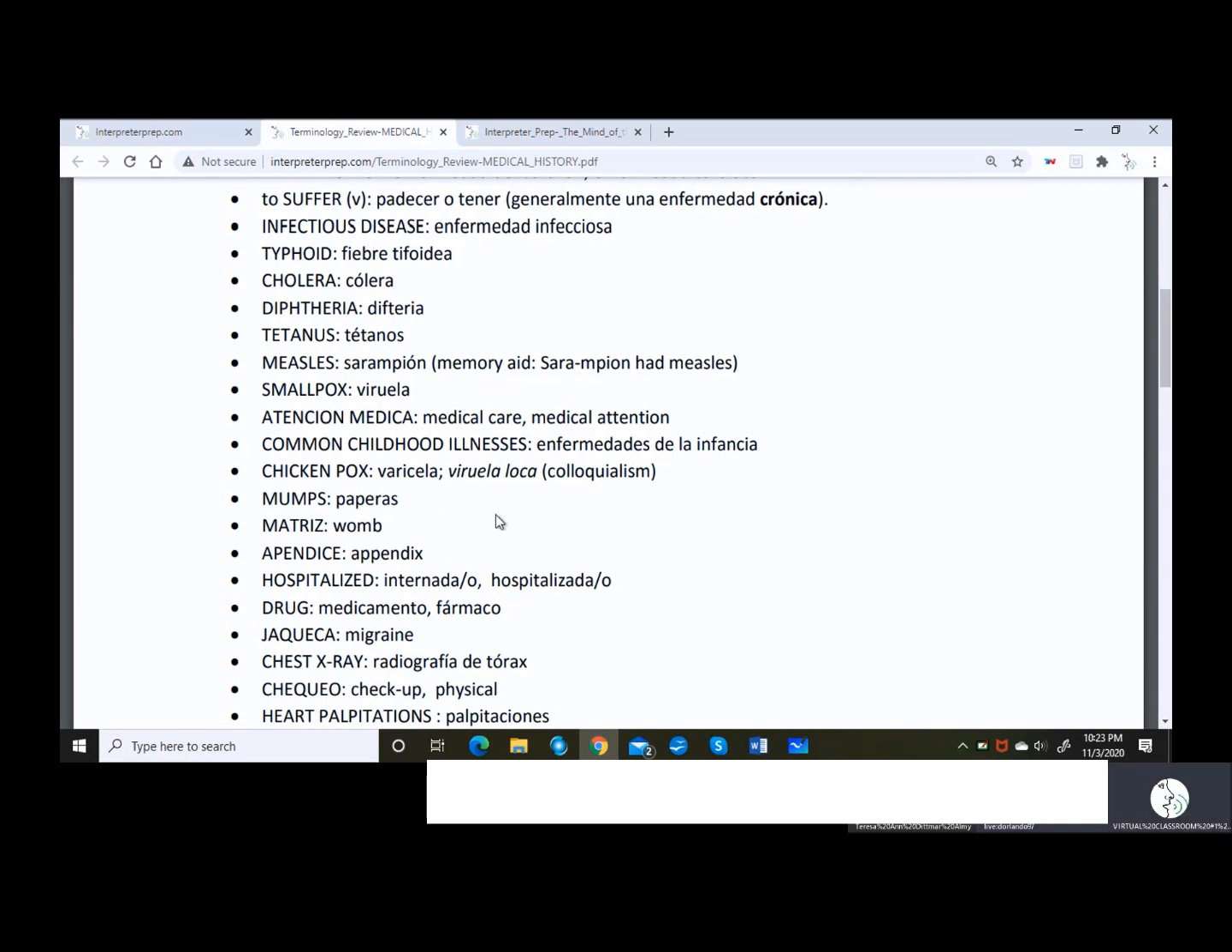No sé quién seguía. Atención médica. Medical care. Okay. Common childhood illnesses. Enfermedades comunes de la niñez. Okay. You know, there's a dictionary I use, which is el doctor Fernando Navarro. He recommends just simplifying this and saying enfermedades de la infancia. Okay. And understanding that they are common because all kids get them.